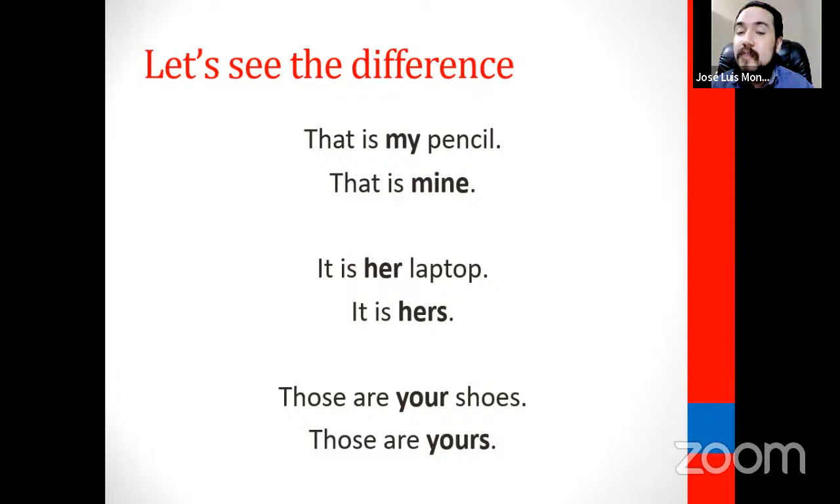Of course, in my pencil, my is an adjective that is describing the pencil, that is the possession of someone. That's a possessive adjective. My, her, your. Those are possessive adjectives. My pencil, her laptop, your shoes, and the word that they are describing is next to them, right? And the adjective is before. So it is an adjective. But mine is a pronoun because a pronoun replaces what? An object, a noun. Right?